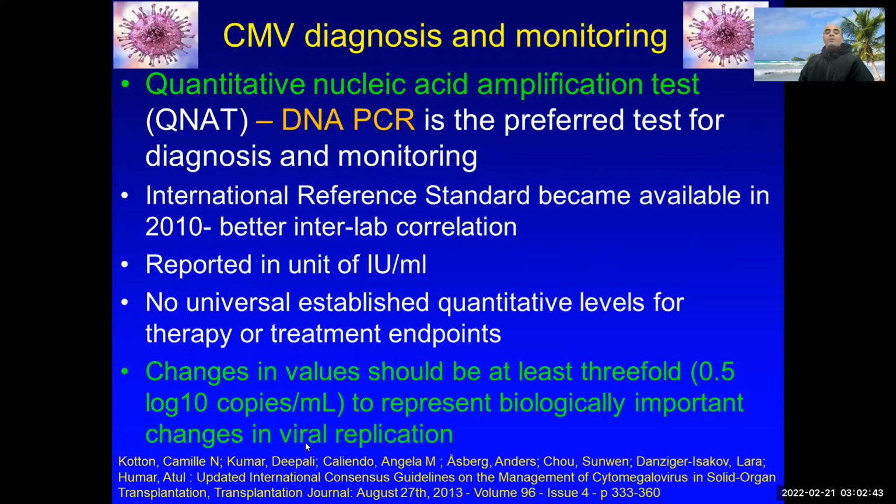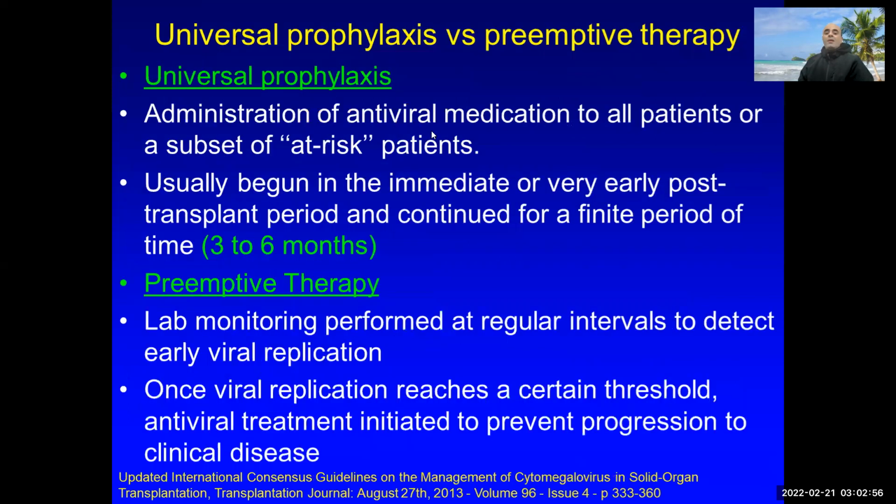CMV diagnosis and monitoring is done quantitatively by DNA PCR, which we'll see now. As a reference, if the viral load is less than 2,000, or two logs, that's okay. If it is more than 2,000, you should treat, and we'll come to that now.